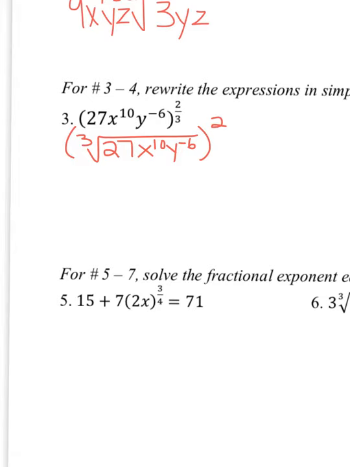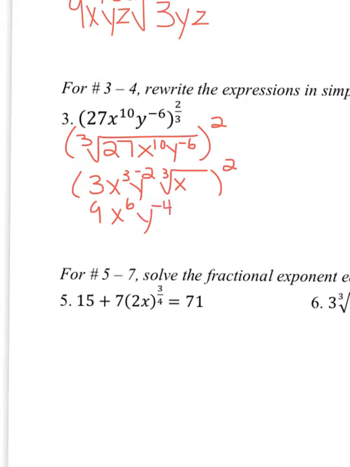So I'm going to take the cube root first. So the cube root of 27, that's a perfect cube. That's 3. And then for the variables, 3 goes into 10 3 times with the remainder of 1. And then 3 goes into negative 6, negative 2 times. And now we have to raise everything to the second power. So 3 squared gives me 9. X to the 6th, power you multiply, y to the negative 4th, and then you have the cube root of x squared. X to the second power, you get x squared.